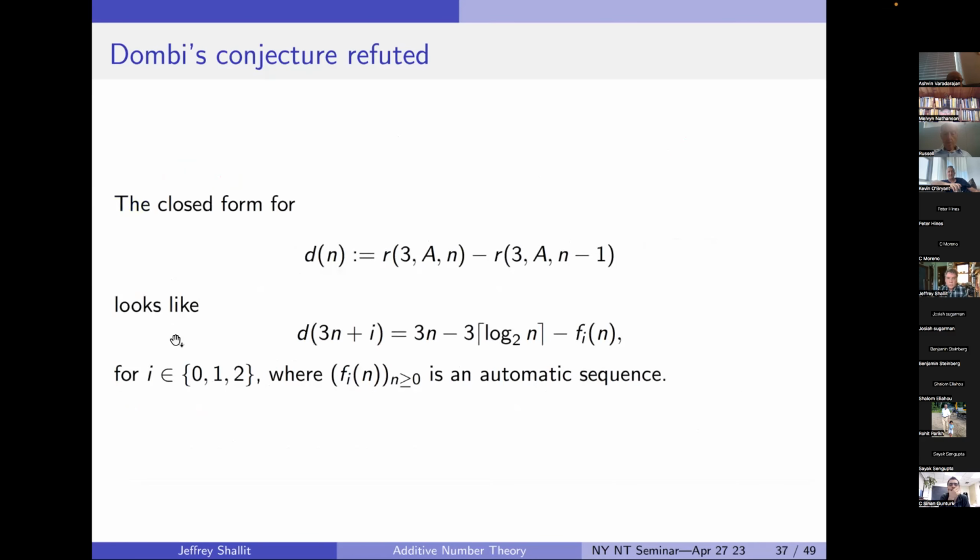So what does the closed form look like? It looks like D(3N plus i) is about 3N minus something that's about log N in size minus something that fluctuates. And the nice thing is the fluctuation is itself an automatic sequence. And because it's an automatic sequence, we can use Walnut to prove that it looks exactly like this.